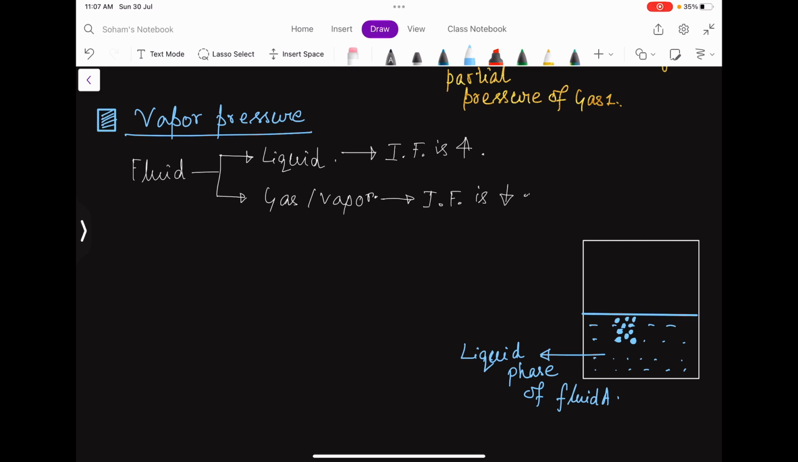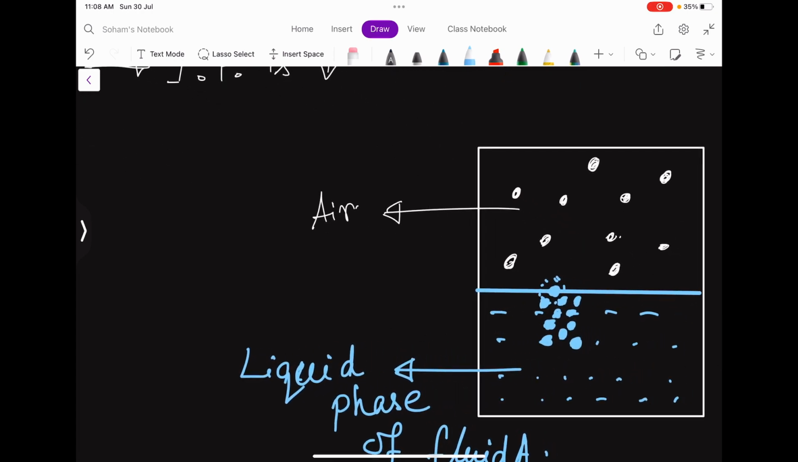Now there may be a case that at the junction of the liquid and the air, let us say that at the initial phase I have only air. So this is nothing but the air. At this junction of the fluid and air, I have this molecule, which experiences cohesive forces from the molecules around it.